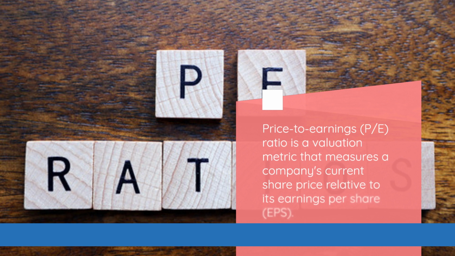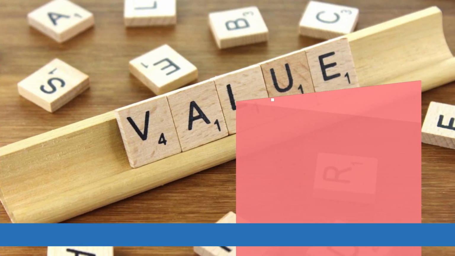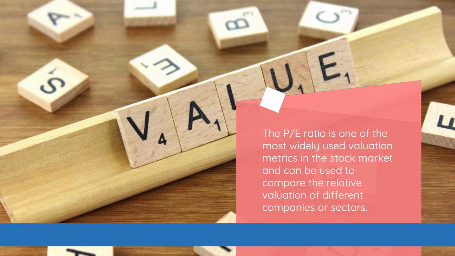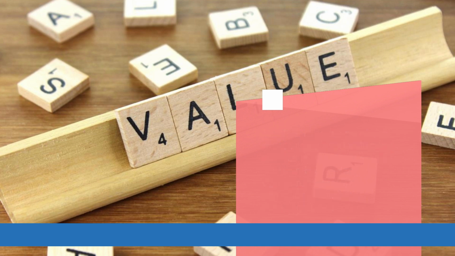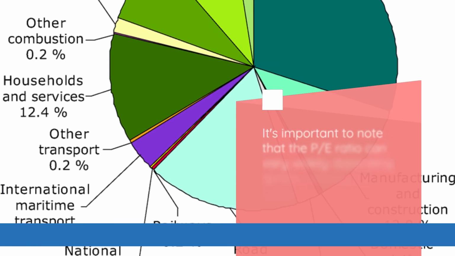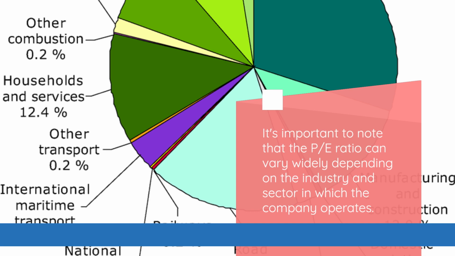Price to earnings, PE, ratio is a valuation metric that measures a company's current share price relative to its earnings per share, EPS. The PE ratio is one of the most widely used valuation metrics in the stock market and can be used to compare the relative valuation of different companies or sectors. It's important to note that the PE ratio can vary widely depending on the industry and sector in which the company operates.